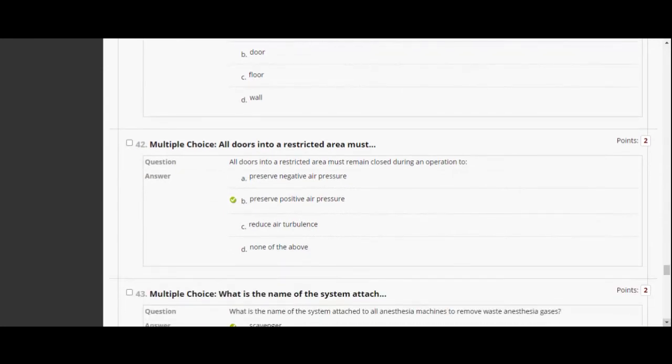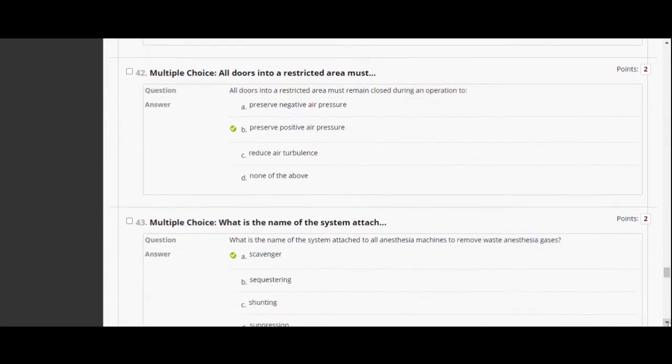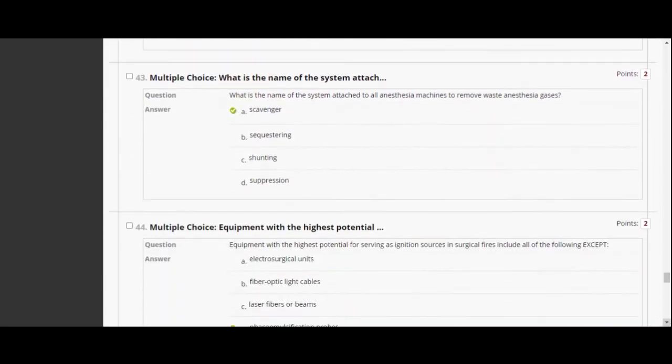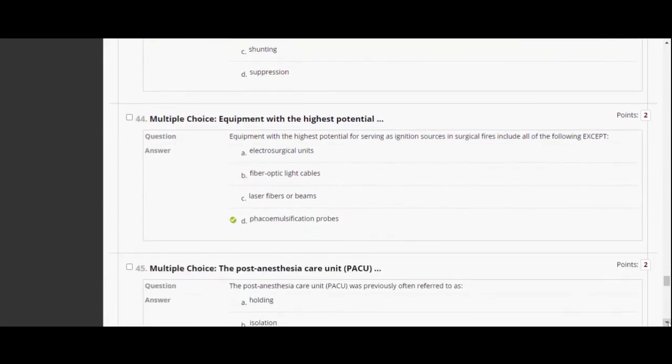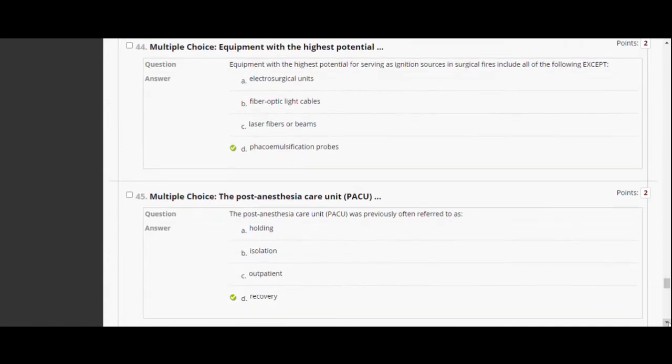All doors into restricted areas must remain closed during an operation to preserve positive air pressure. What is the name of the system attached to all anesthesia machines to remove waste anesthesia gases? That's your scavenger. Equipment with the highest potential for serving as ignition sources in surgical fires includes all the following except, and that's your phacoemulsification probes. And they use those in eyes.